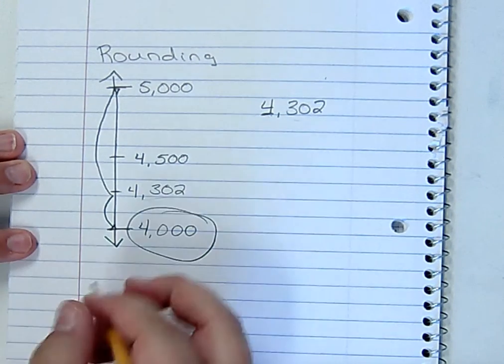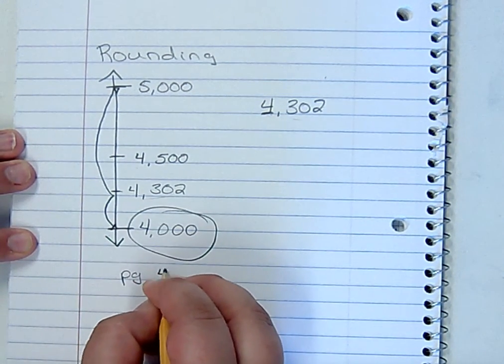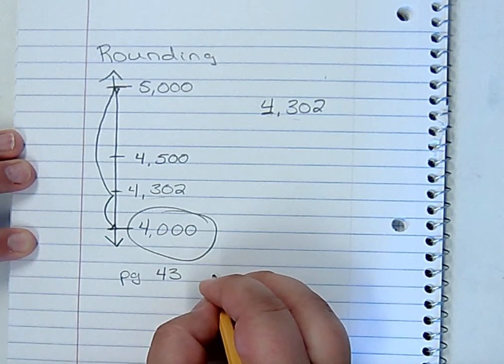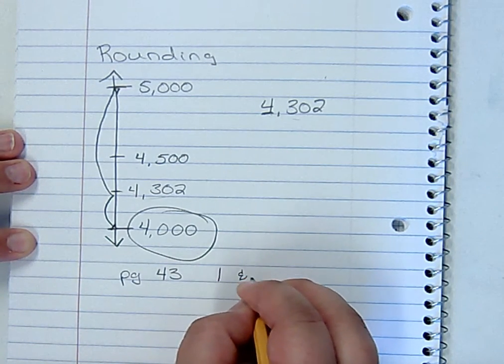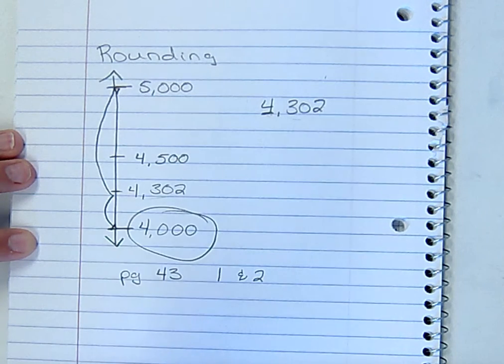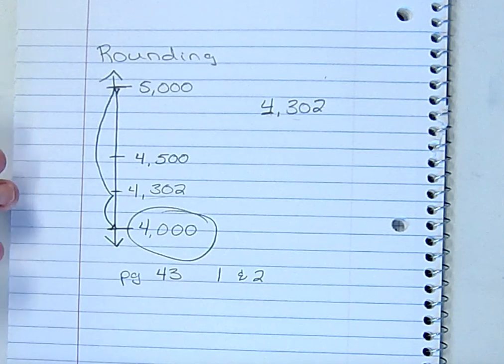Okay, your homework for tonight is page 43. You only need to do questions 1 and 2. Make sure you go ahead and do all of the ABCs as well. So there's about 6 to 8 questions on that page. Just go ahead and do those. Use this video to help guide you through those steps.